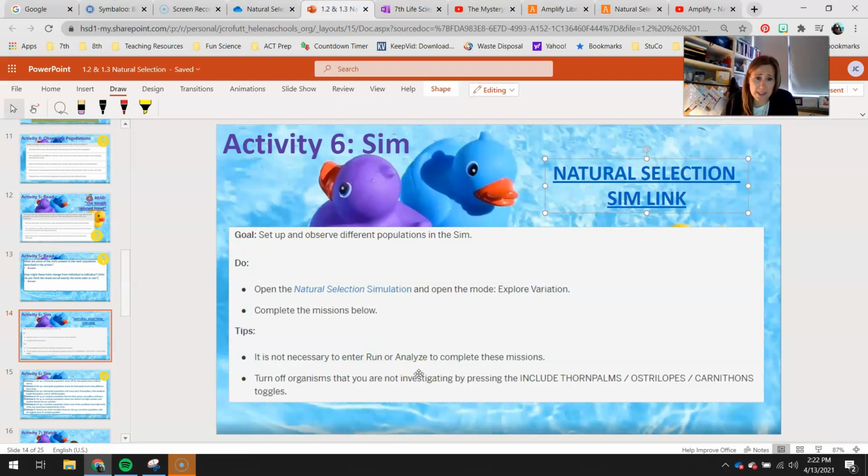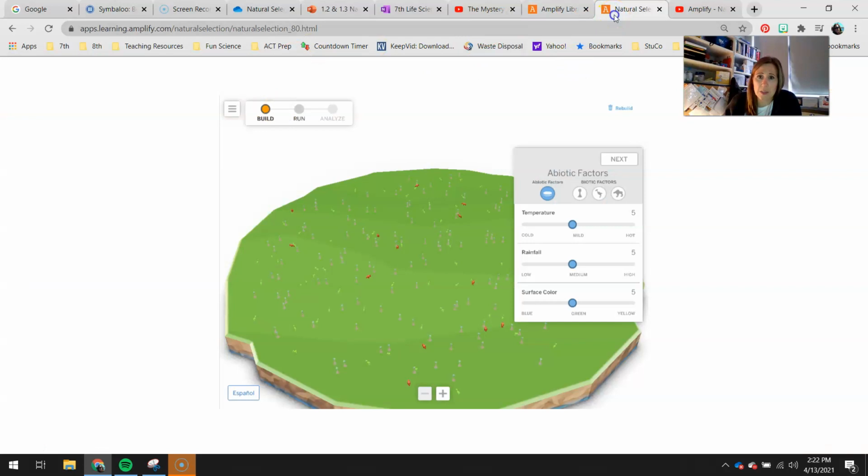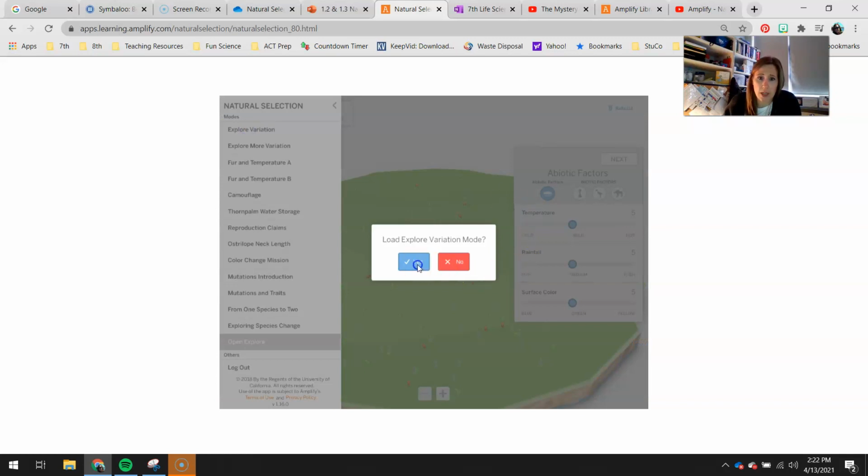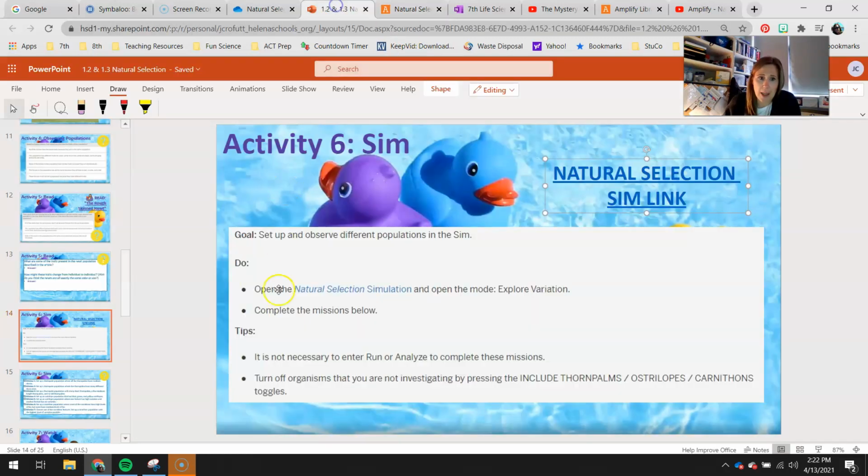All right, so your goal is to set up and observe different populations in the sim. There are 3 different populations that we'll look at. You'll open it up, and then you're going to go to the Explore Variation mode. If I click on that, the Explore Variation mode is right up here in these 3 horizontal lines. You can click Explore Variation and load it up. Okay? Complete the missions below.